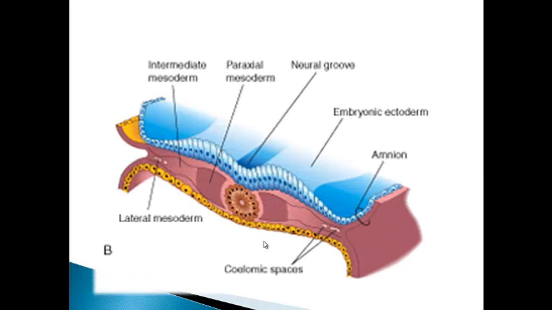Okay, so again, we're looking at a cross-section of the developing disc. What's the blue layer up here? Okay, good, that's the ectoderm. And then in the middle, the layer that's usually in pink or in red, that is the mesoderm. And then down here in yellow, what's this? Okay, good, this is the endoderm.